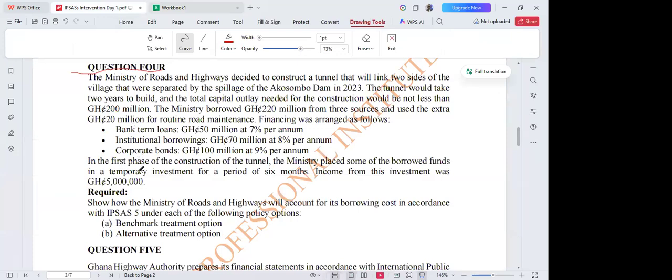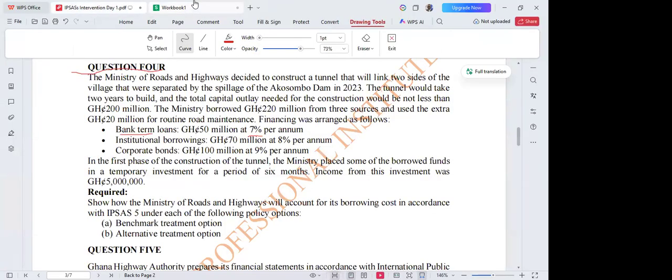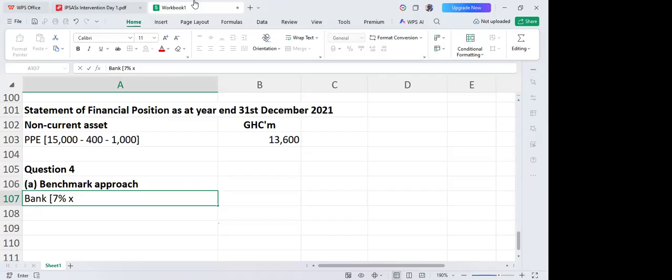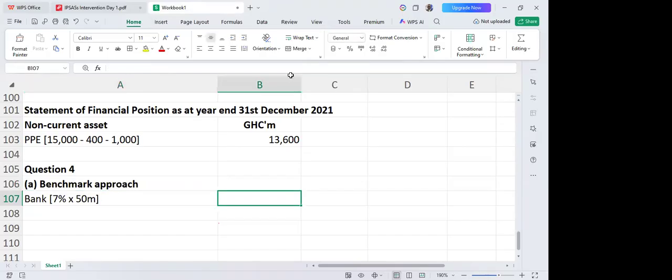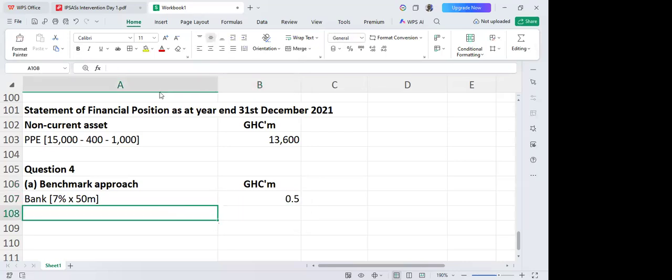So we have 3 loans here. Bank term loans. The interest here is 7%. We calculate for that. So the bank one is 7% on 50 million. What do we get? 3.5 million.